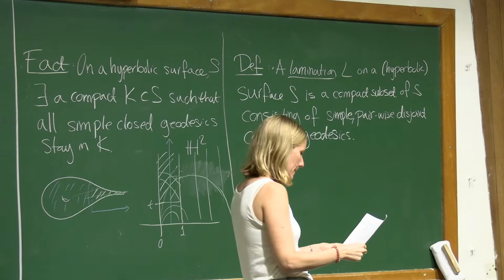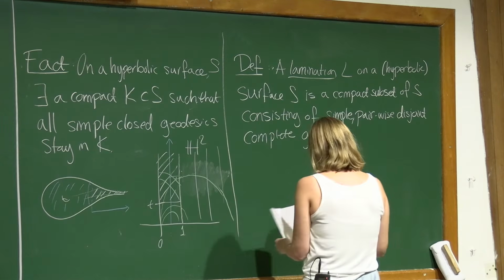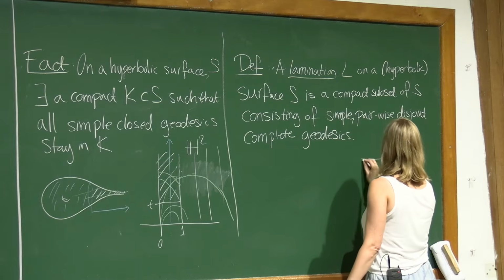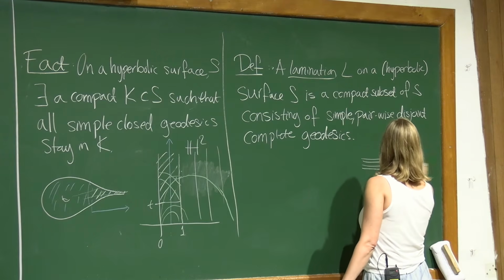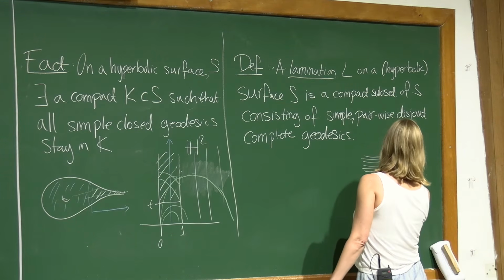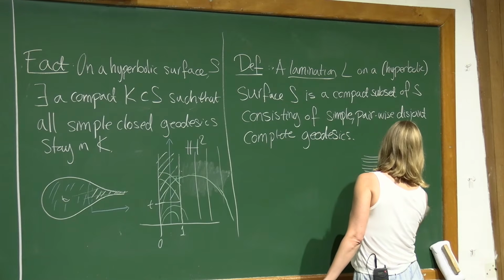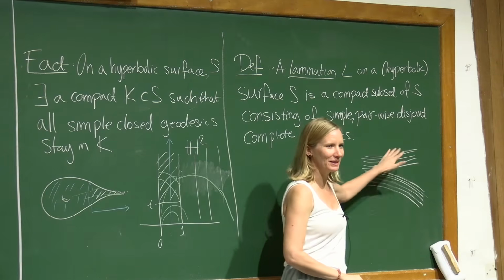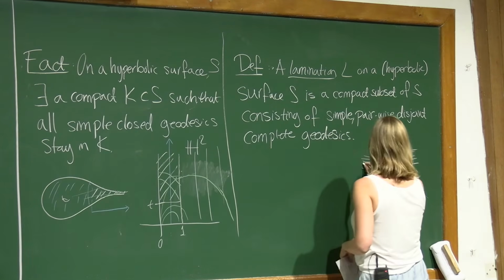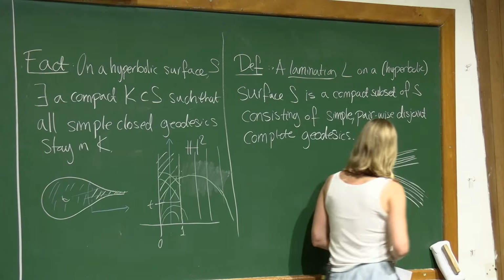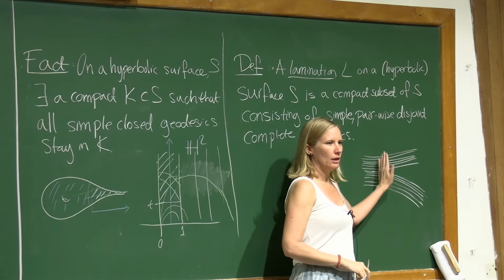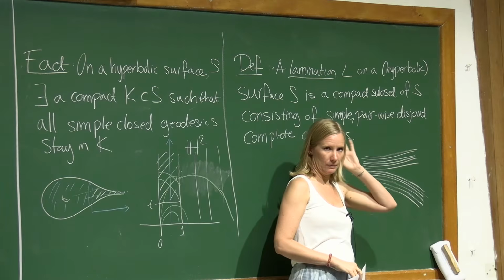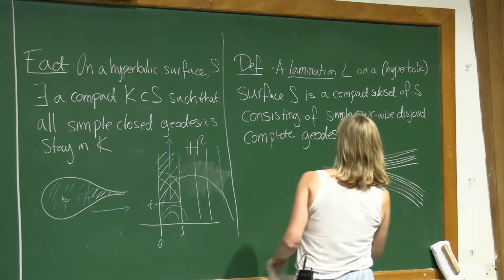Okay. So locally it looks something like a bunch of parallel leaves. Obviously, I can't actually draw a generic one because generically there are uncountably many leaves here. Generically, if you take a cross section, it's going to be a Cantor set. Okay, so that's a lamination.